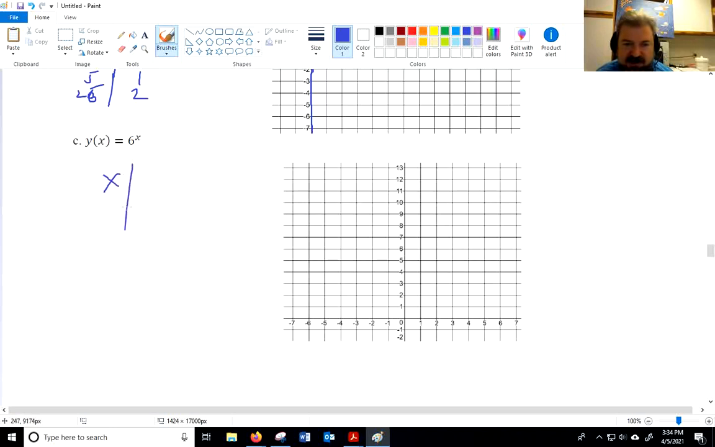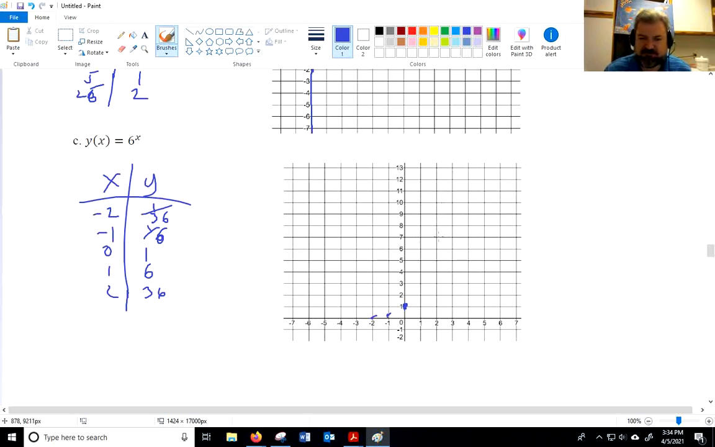Okay, 6 to the x. Again, you can use -2 to +2. It would work nicely. That's 1/36, 1/6, 1, 6, and 36. And hopefully you're seeing these patterns develop. That key point, it's always going to go through 1 on the y-axis for these exponentials, and then whatever the base is, that's what it'll go through when the x is 1. And then it just kind of goes to the left and goes up.